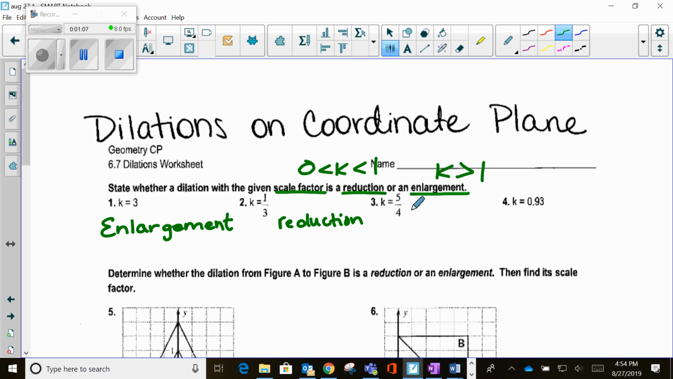For number 3, we have a K value of 5/4. This fraction is greater than 1 because the numerator is larger than the denominator. So this is an enlargement. And the last one, K equals 0.93, which is less than 1. So this is a reduction.